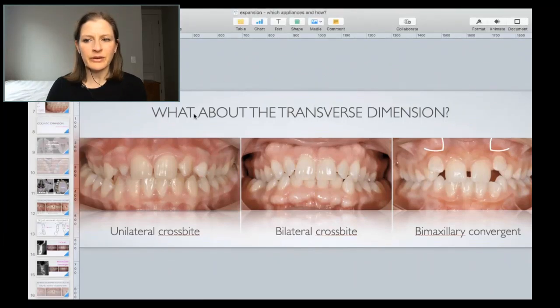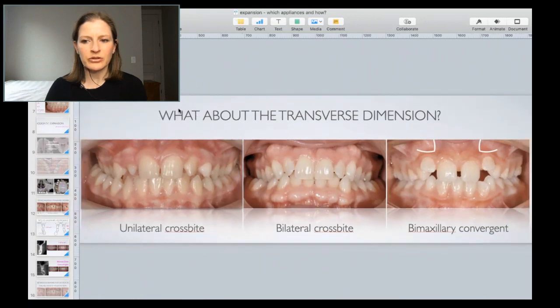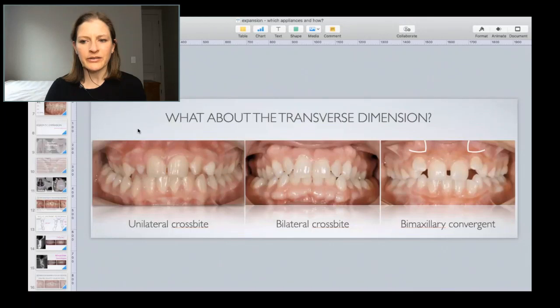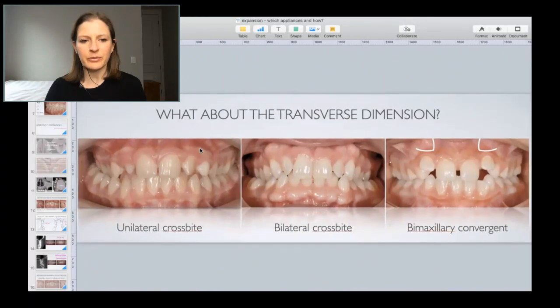I really want to show this because it shows 3 different patients, and they all have a transverse issue, but it might not necessarily be something that we look at. This patient right here has a unilateral crossbite. She's missing a lateral incisor, so we know she's narrow. Here we have a double crossbite. We know that's narrow. But then what about this patient? We don't see a crossbite, but if we look carefully, we see that these teeth are all tipped in.